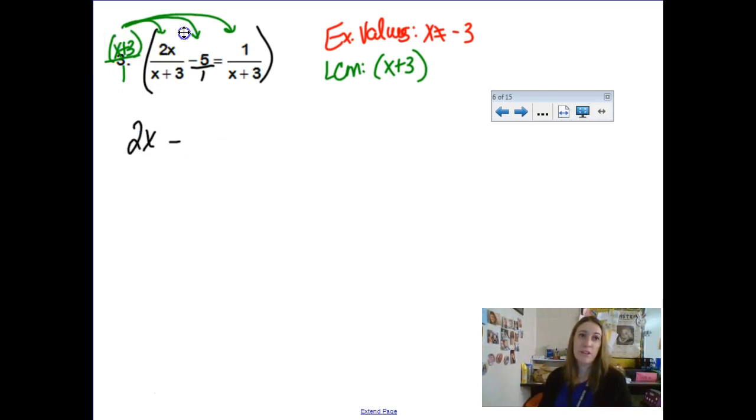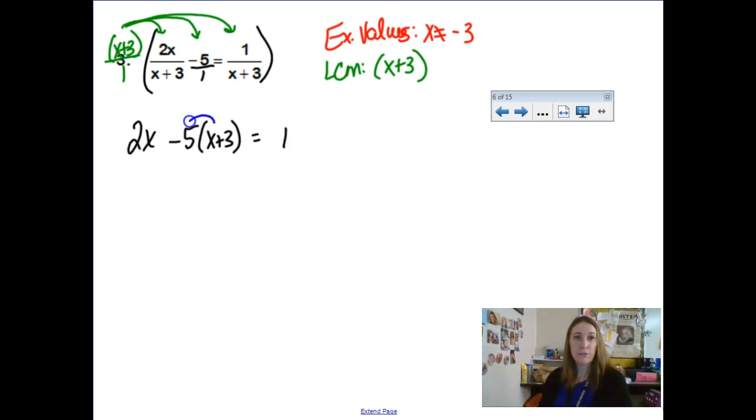This next fraction, nothing cancels. So this negative 5 is still going to have to be multiplied by the x plus 3. And then in this final fraction, after the equal sign, the x plus 3's will end up canceling each other, and we're just going to have a 1 times a 1, so a 1. So that's how you can skip a little bit of work. It is tricky when you have more than one term in your LCM, so you have to be careful about that. And now we're going to solve.